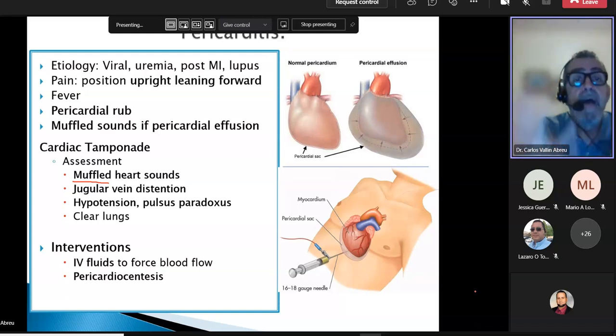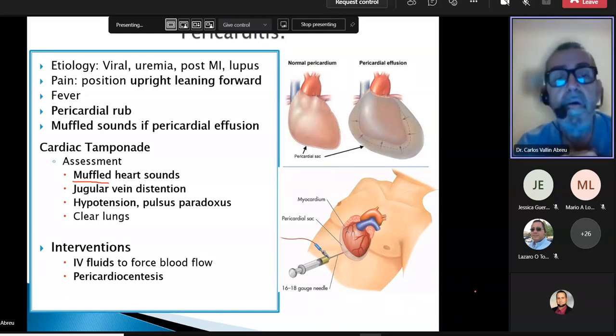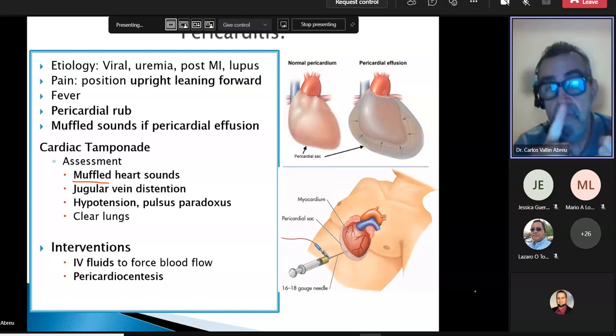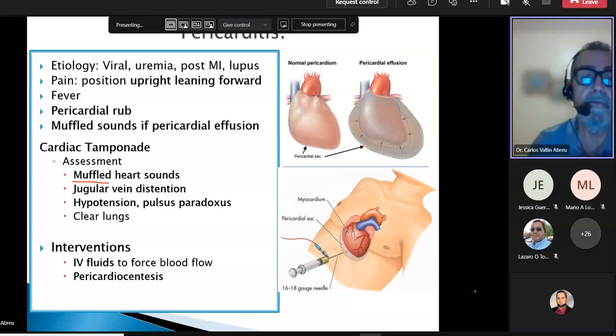But what is your role? Having ready the equipment for pericardiocentesis. So your role is recognizing the condition, calling the doctor, and having ready the pericardiocentesis kit.